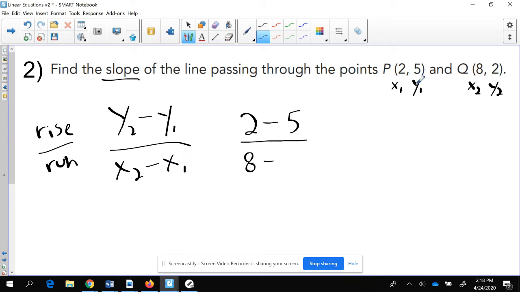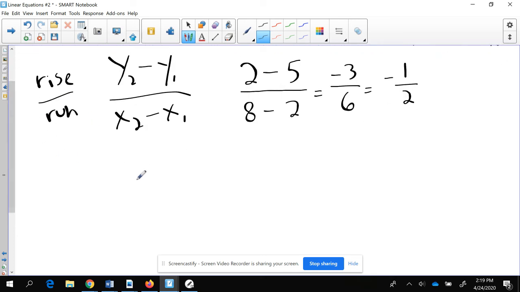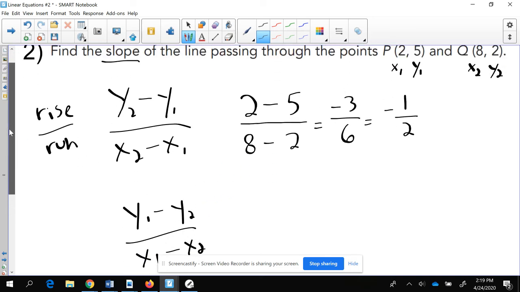minus x1, which is 2, and that's going to be 2 minus 5, which is negative 3, and 8 minus 2, which is going to be 6, and we're going to always put that in simplest form as negative 1 over 2. Okay, that's going to give you the right answer. I just want to show you guys something. You could have used also this formula, y1 minus y2 over x1 minus x2. It doesn't matter how you do it, as long as you guys put them in order. Let's just do that real quick.